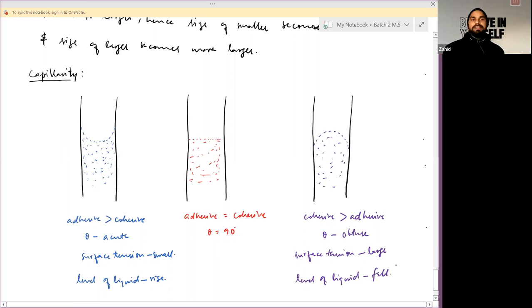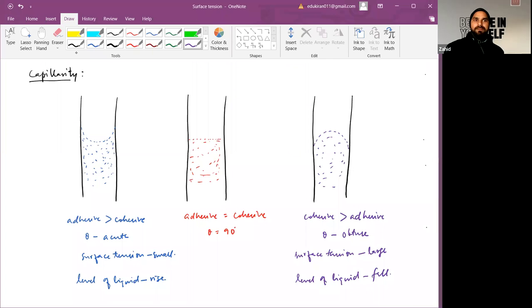So capillarity is when you place liquid in a particular capillary tube or very thin tube. Depending upon its interaction with the surrounding particles, it may acquire these three different shapes, so the level of liquid may rise or may fall down. This phenomenon is called capillarity. Is it clear?